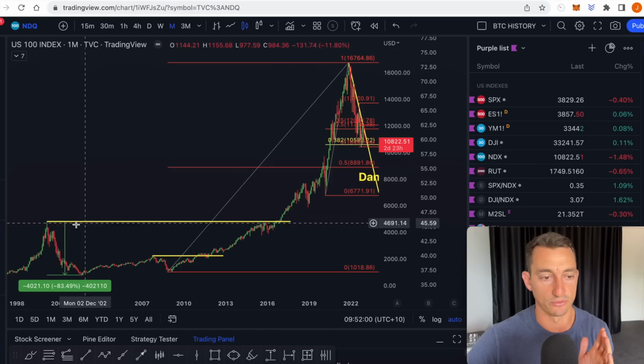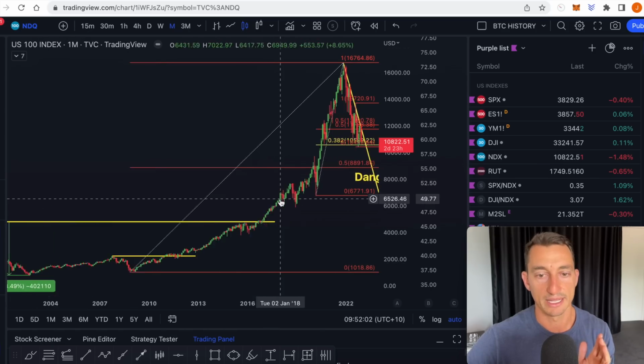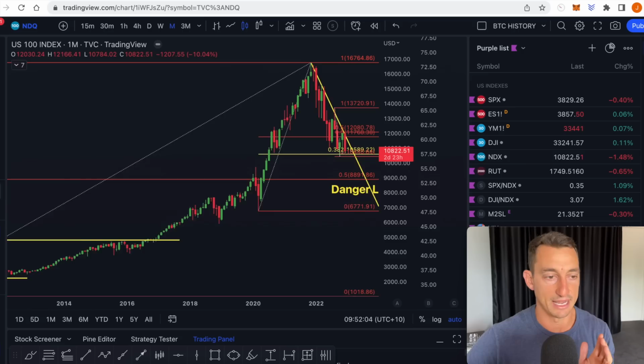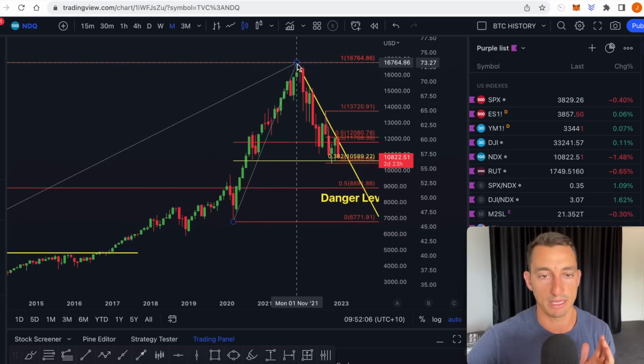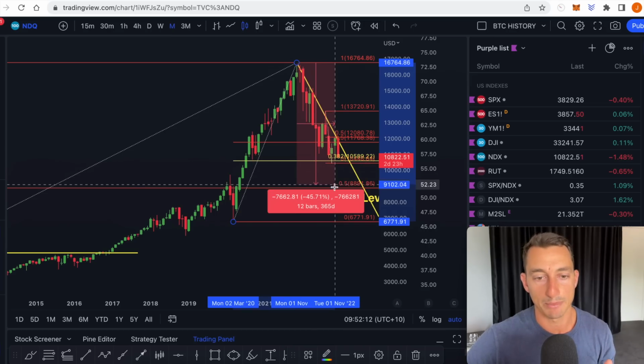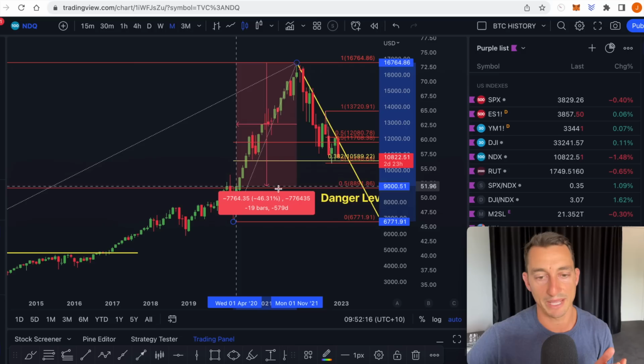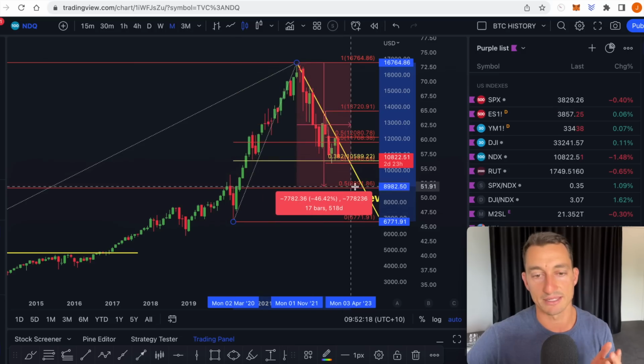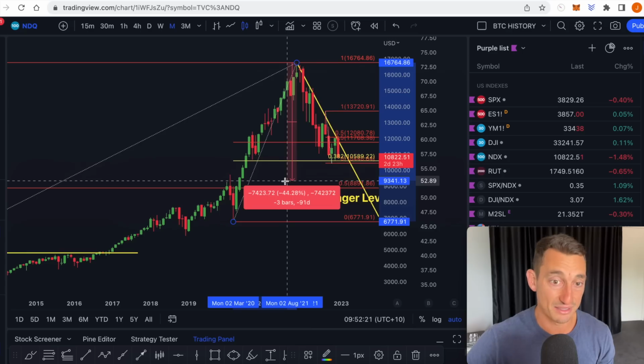The NASDAQ in that fall went down 84%. Currently, for the NASDAQ, we're not near 84%, and it may not go down 84%. Currently, we're down 37%. I pointed out previously on the channel that maybe a fall of around 47% to about this level here, the 50% level, 8,900 points is on the cards for the NASDAQ.